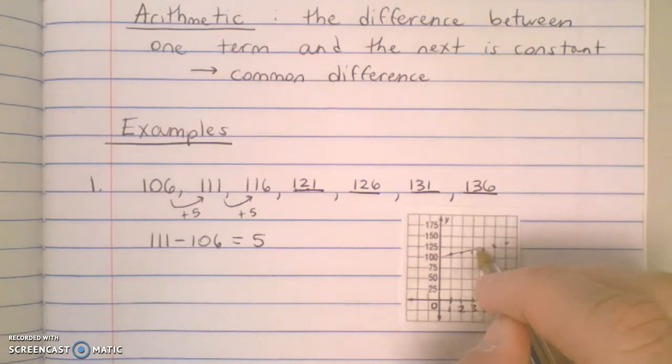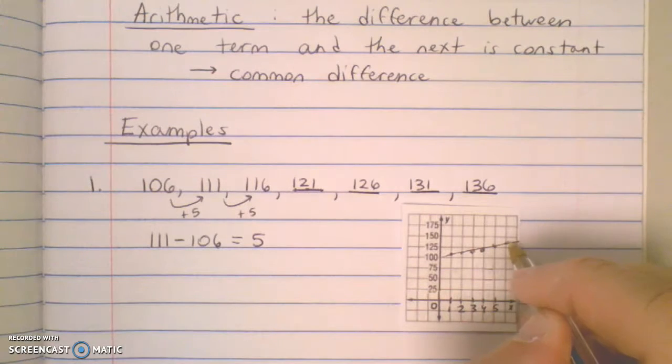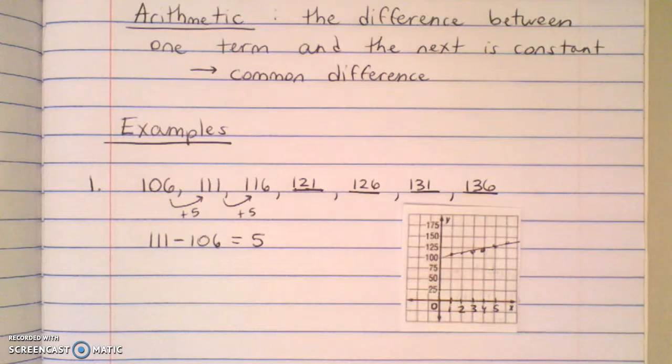What we're seeing is we should be getting a nice straight line. We're going to have to estimate. We need to see a nice straight line in our pattern. So arithmetic sequences are straight lines when you graph them.